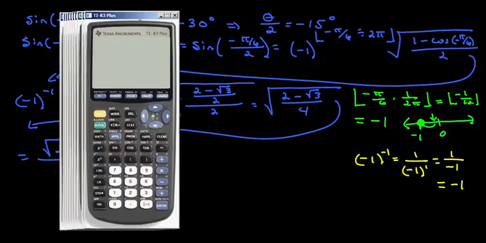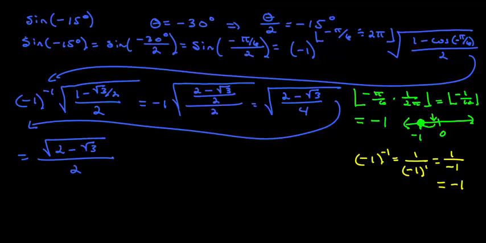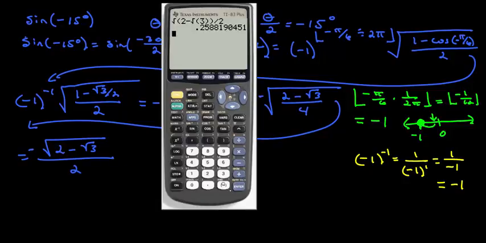So let's check, see what the answer is here. So this would be the square root of 2 minus the square root of 3 divided by 2. And we have a negative out front. I should have written that when we came through. So this negative was still here. So this guy will be negative.